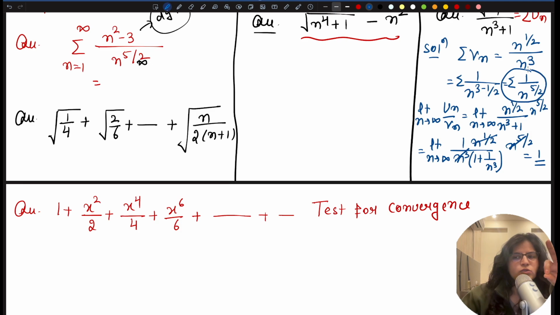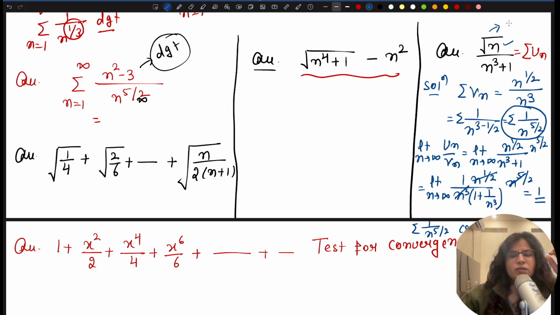Summation 1 by n to the power 5 by 2, converge करता है या diverge करता है? Obviously it is convergent, because by the p test 5 by 2 is greater than 1, and whenever p is greater than 1 my series is convergent. So summation vn converge करता है यहाँ पर, so it implies summation un converges as well, है ना. तो un भी यहाँ पर converge करेगा.